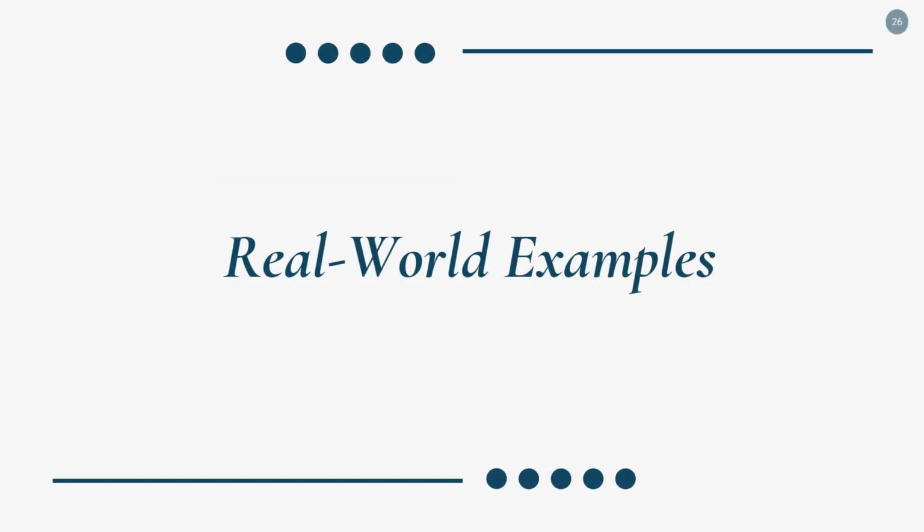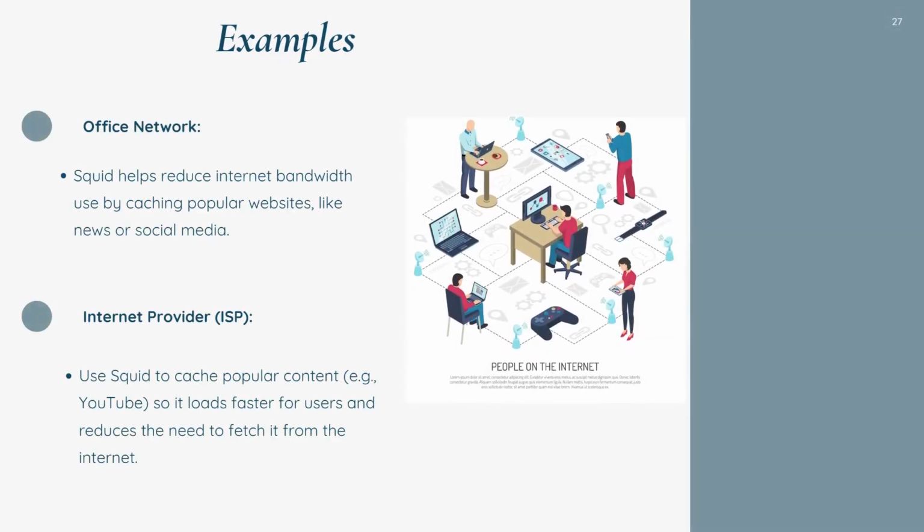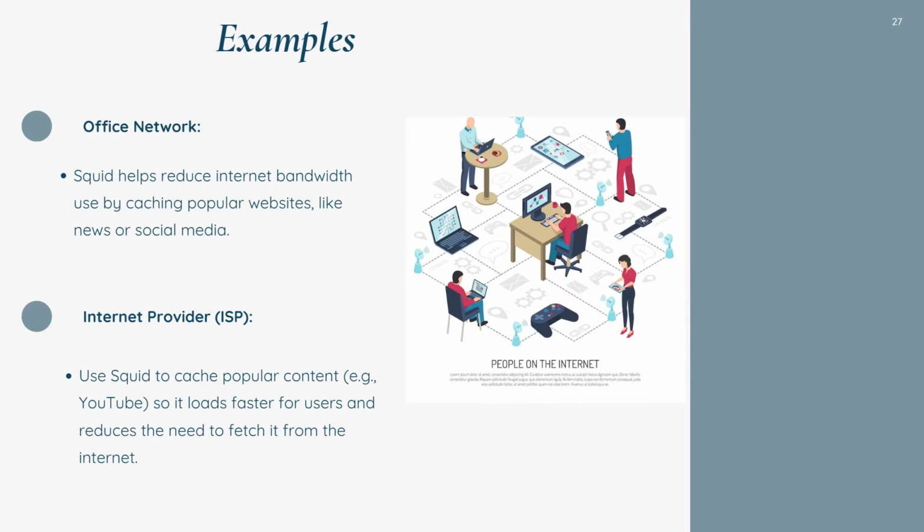And next we have some real world examples. First, we have Office Network. Squid helps reduce internet bandwidth used by caching popular websites like news and social media. And we have Internet Provider too. Use Squid to cache popular content, for example YouTube, so it loads faster for users and reduces the need to fetch it from the internet every time.